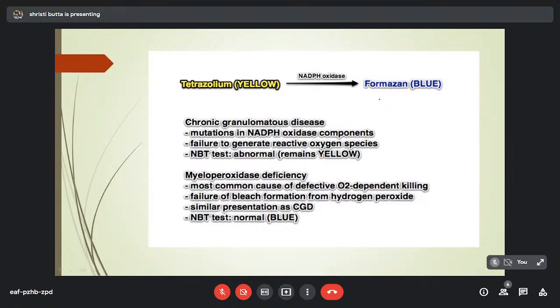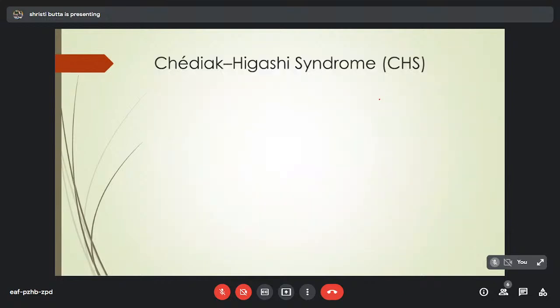However, MPO deficiency is the most common cause of defective oxygen-dependent killing. Failure to bleach and formation of H2O2 is not impaired. In that case, patients usually present with symptoms similar to those of chronic granulomatous disease. However, when we do the NBT test, a normal blue color is produced, and that ascertains that the deficiency is in MPO and not in NADPH oxidase.